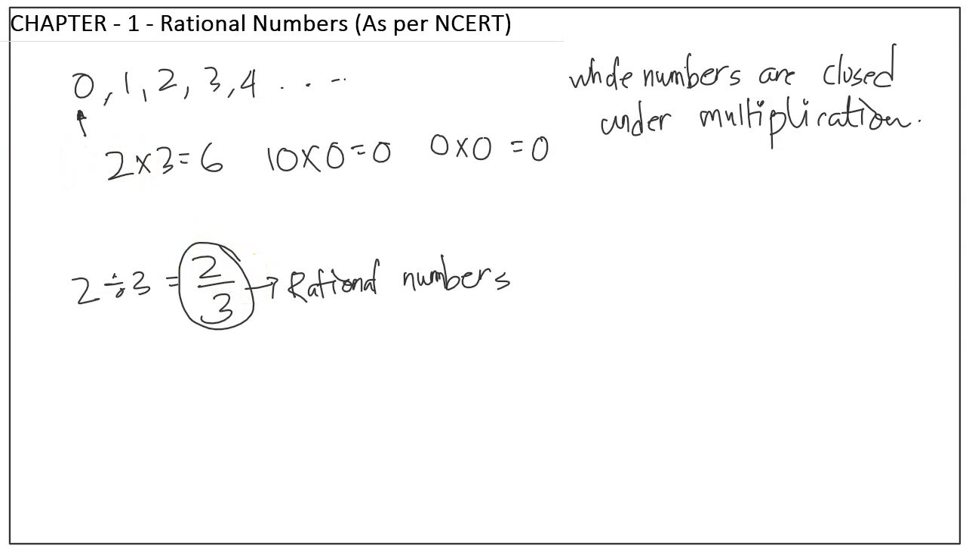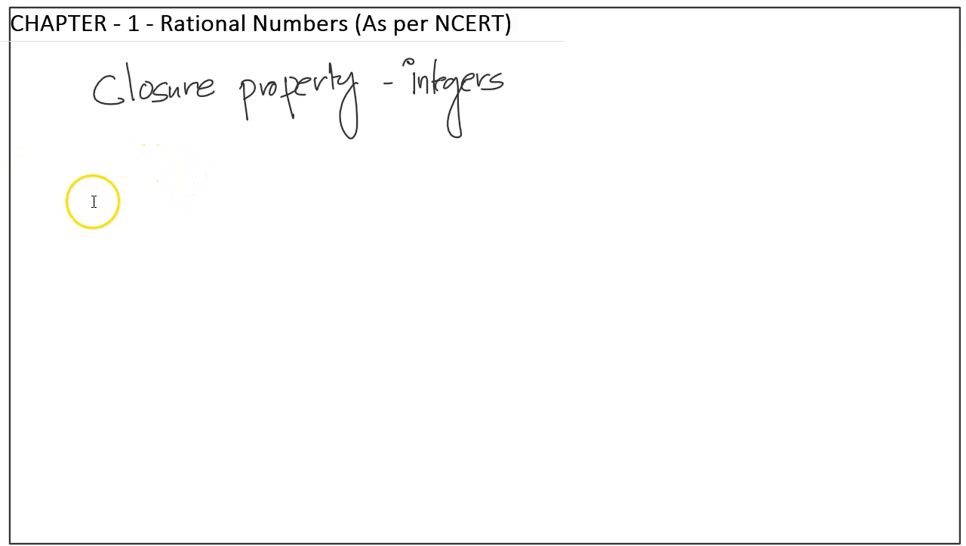Then we'll go to the closure property for integers. It's simple actually, if you have already got the concept of what we are doing, then it is very simple. When we say integers, it starts from negative numbers, includes zero and goes to positive numbers, right? So it has -4, -3, -2, -1, 0, and then it goes to positive numbers also, like 1, 2, 3, 4.